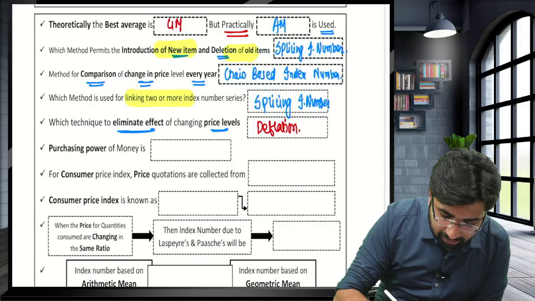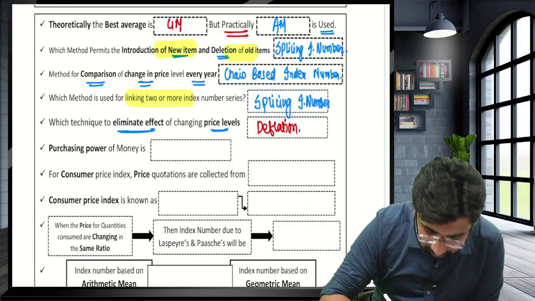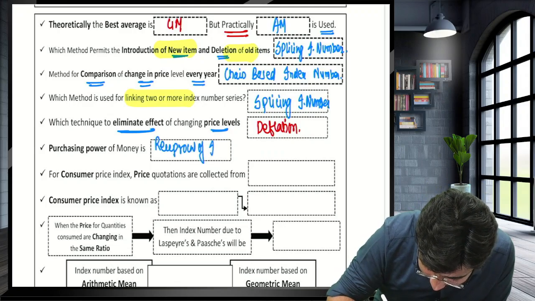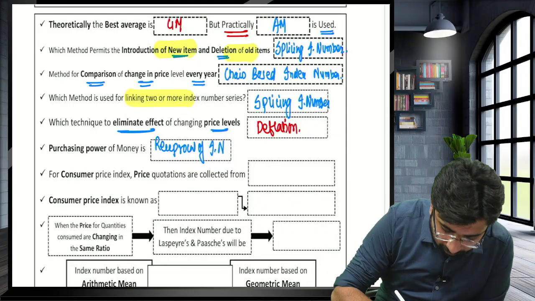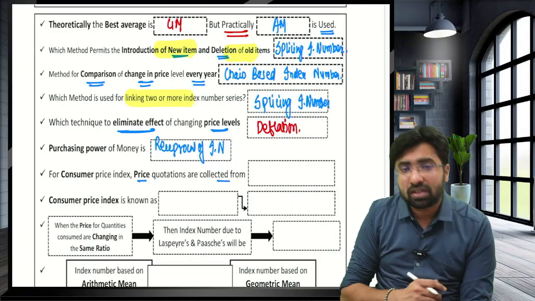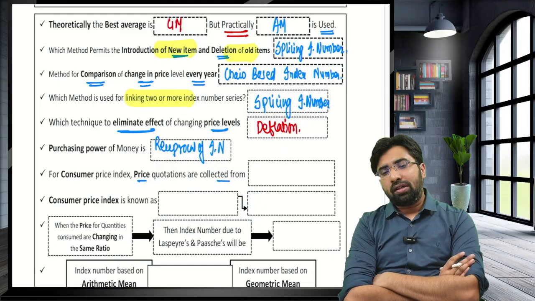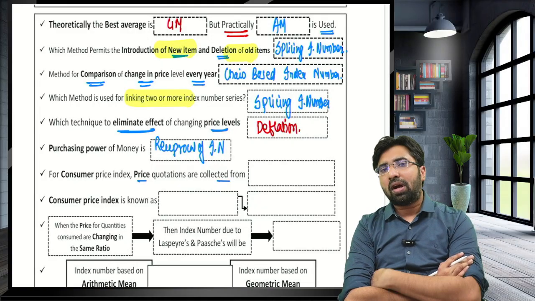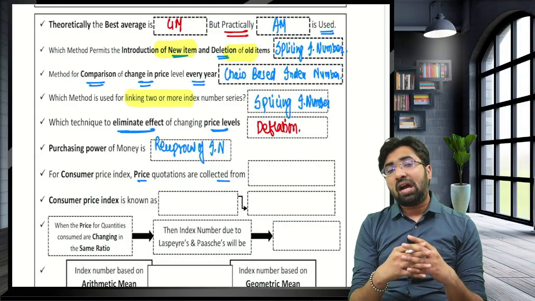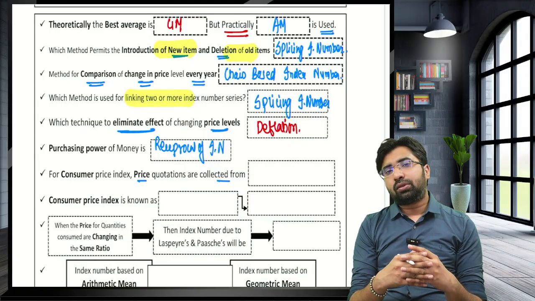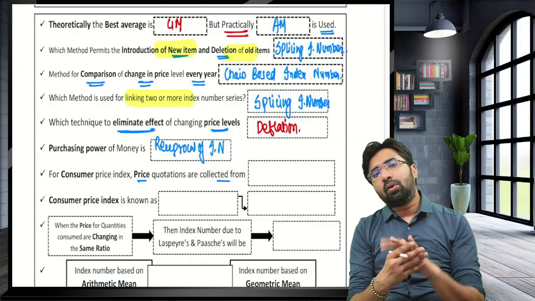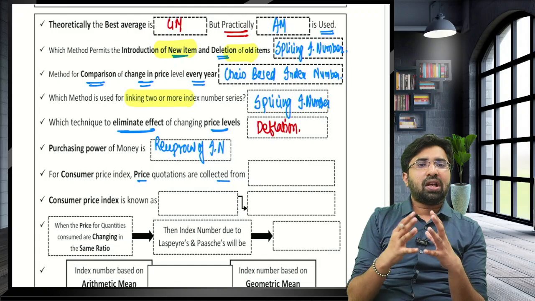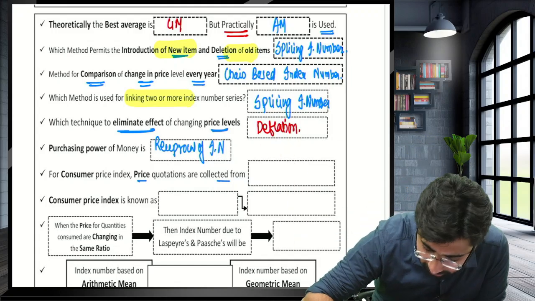Guys, now purchasing power of money, everyone knows, we have already done it. It is the reciprocal of the index number. For the consumer price index, prices are quoted. What is the consumer price index? It is the price index for those commodities which are used by common people. The common man buys products like house, food, clothes, not from the wholesaler. We common people buy from the retailer. So to compute that index number, we will collect the price from the retailer.